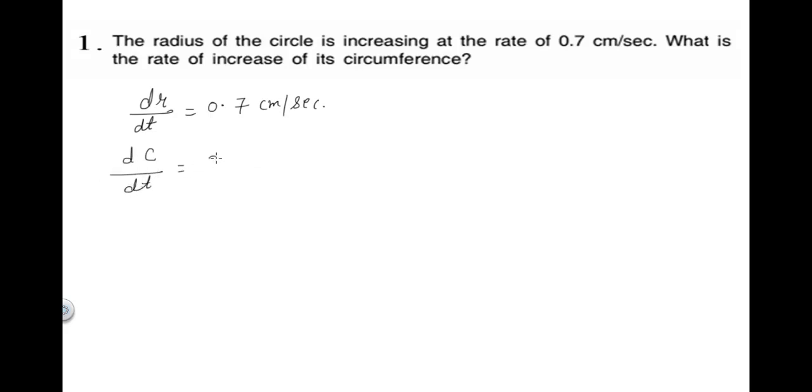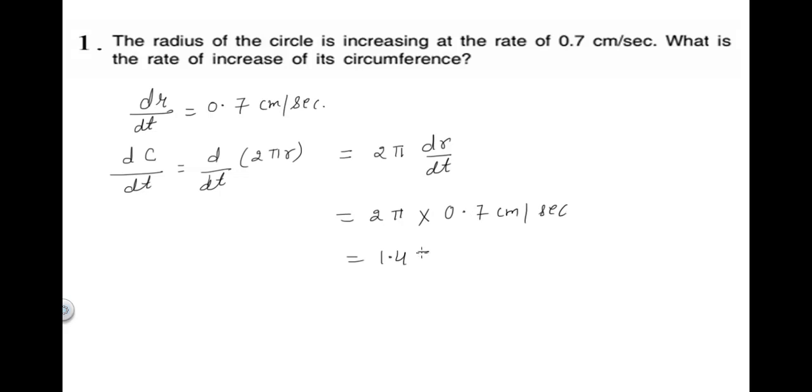We know the circumference value is 2 pi r. Clear? Now we can write it as 2 pi, a constant, taking it outside, we have dr by dt. Putting the value of dr by dt, which is 0.7 centimeter per second, we get the answer as 1.4 pi centimeter per second. So this is the rate of change of circumference. Clear? Let us discuss question number 2.